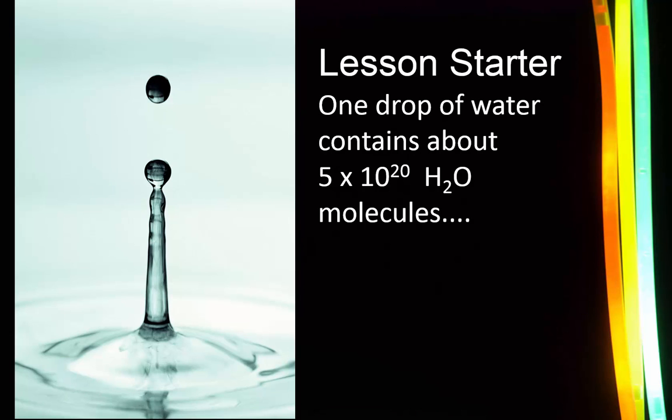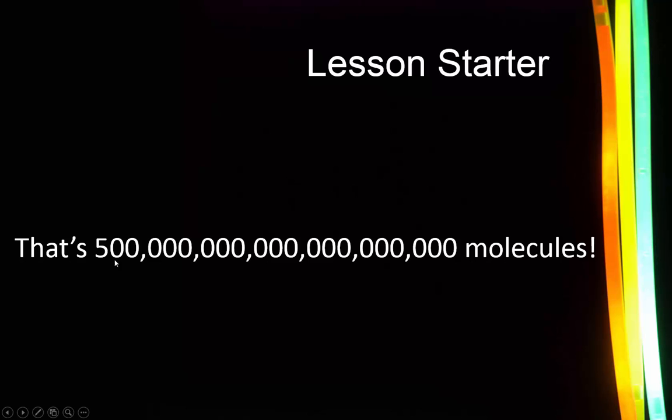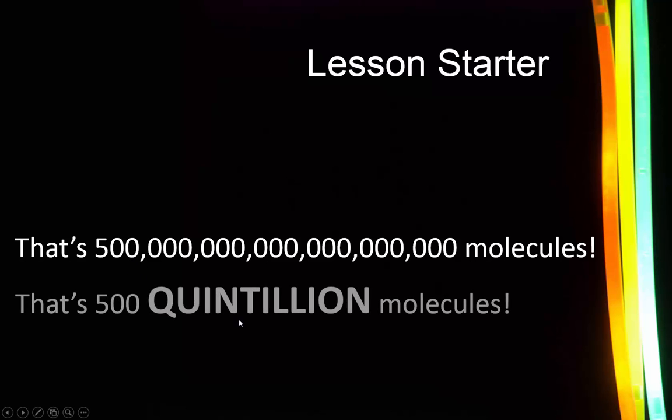So before we get going on those objectives, a quick lesson starter. We're going to talk about water and obviously chemistry and cells, and a lot of our cells are made up of water. It says here that 1 drop of water contains about 5 times 10 to the 20th power water molecules, which is 500 quintillion molecules. So just in 1 drop of water, there are tons and tons of water molecules. Obviously we're dealing with the molecular level here, right? Really small things.